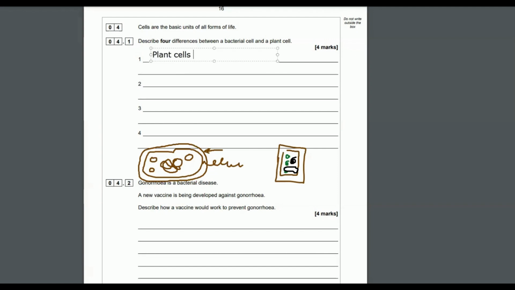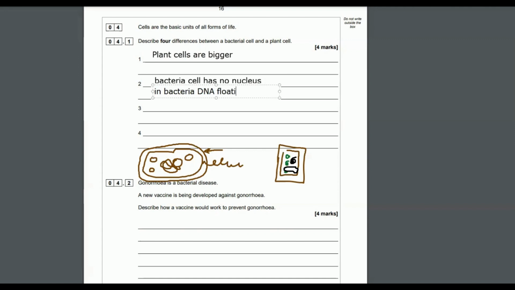Plant cells are bigger. So we want to say the difference. Bacteria cell has no nucleus. What does that mean? The DNA is floating in the cytoplasm. So I could say that's a separate point as well. In bacteria, DNA is floating in cytoplasm. It's just loose in the cytoplasm. Then what is the shape of the DNA? So in bacteria, DNA is circular.